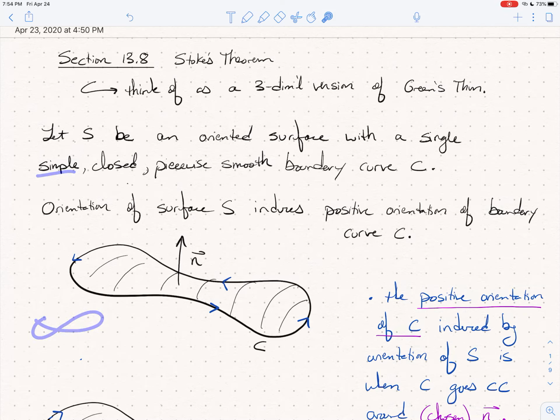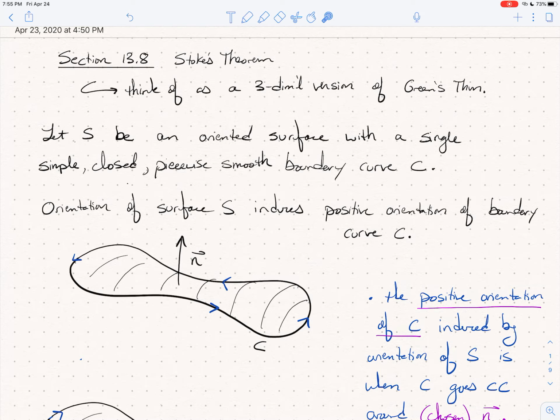And then simple means it's not looping in itself like that. We want to avoid that situation. That's bad. And then a single curve. What do I mean by that? Well, at least for the purposes of our class, I want to avoid things like the cardboard tube inside your paper towels. That would actually have two different boundary curves, one there and one there. And there are ways to deal with that. But for our purposes, we're going to avoid that situation. We want to fill in one of those sides and just have a boundary curve down here on one end. So those are the kind of surfaces that we want to look at.